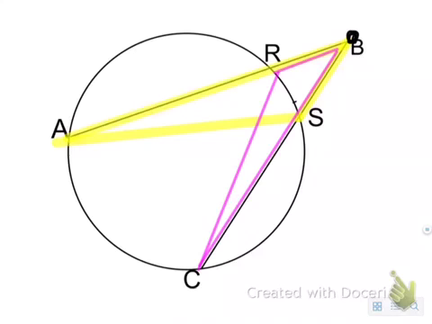These triangles are also similar because B is in both triangles. It's in the yellow triangle and the blue triangle. And if you notice, angle C forms arc RS, and angle A also forms arc RS. So since they both form the same arc, those angles are going to be congruent. So the two triangles have to be similar.